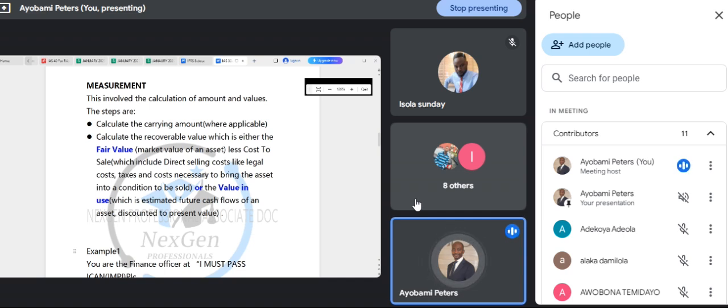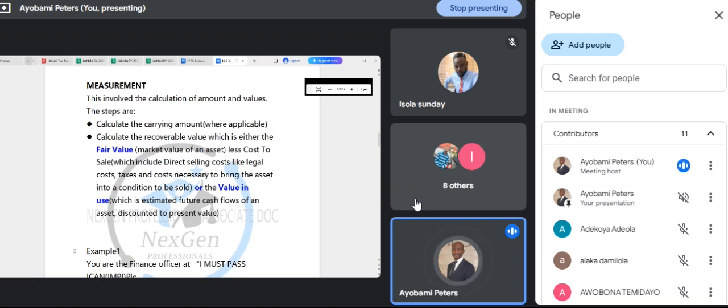So all of this that we are talking about under impairment is just for you to be able to ascertain what is the current amount of an asset and what is the recoverable value of an asset. You compare it. If the current amount is higher than the recoverable value, then there is an impairment.